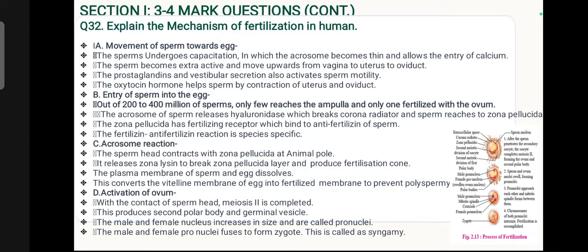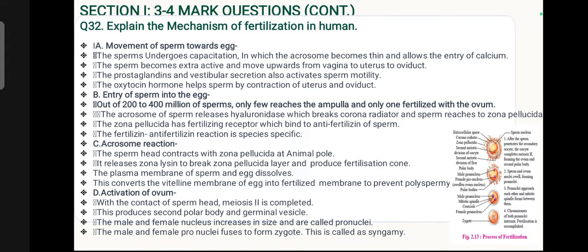So in the first step, the sperm moves towards the egg by capacitation. Capacitation, in which the acrosome becomes thin and allows the entry of calcium ions. The sperm becomes extra active and moves upwards from the vagina to the uterus to the oviduct. The oxytocin hormone helps sperm by contraction of the uterus and oviduct.